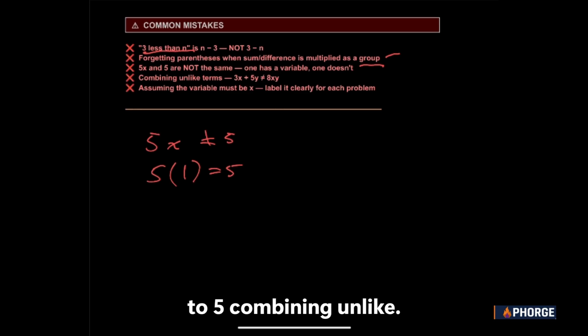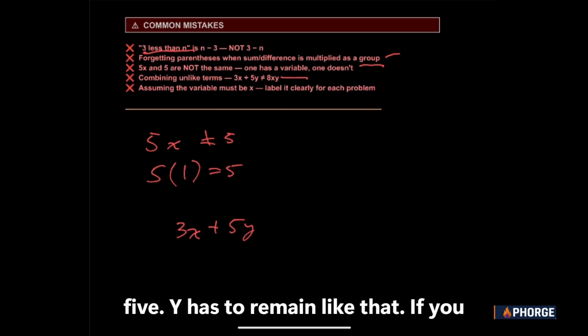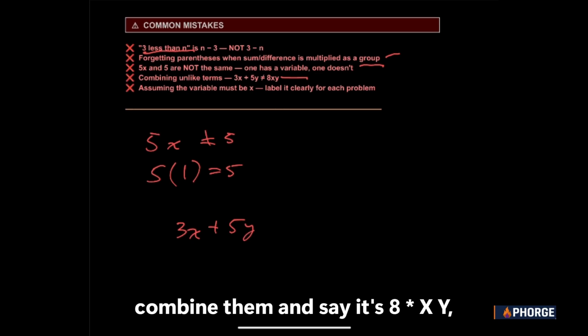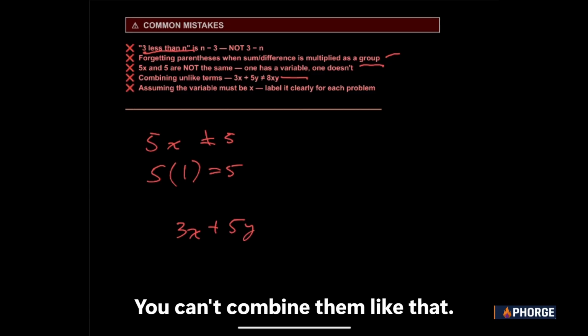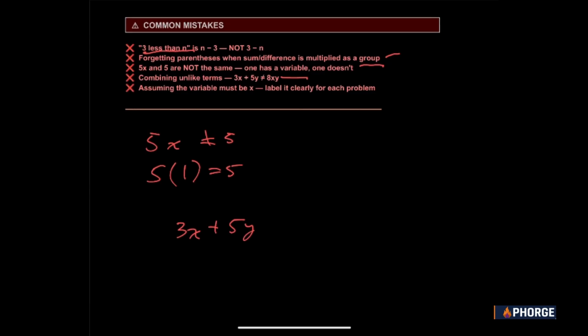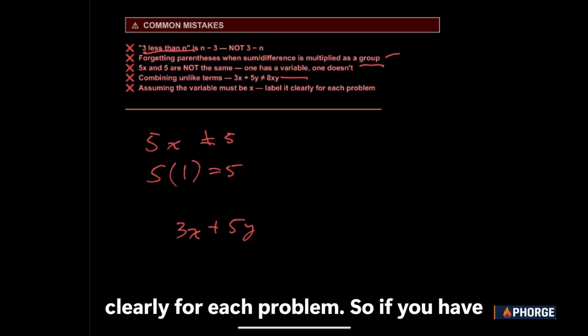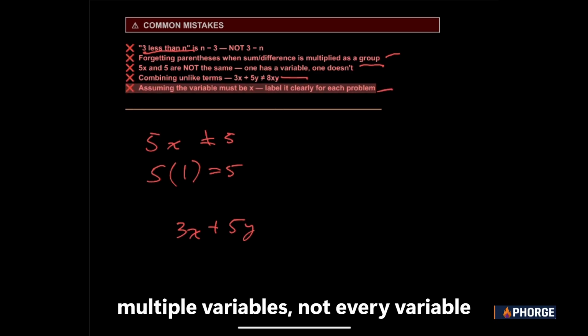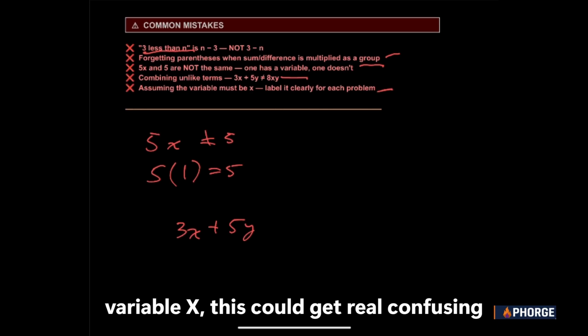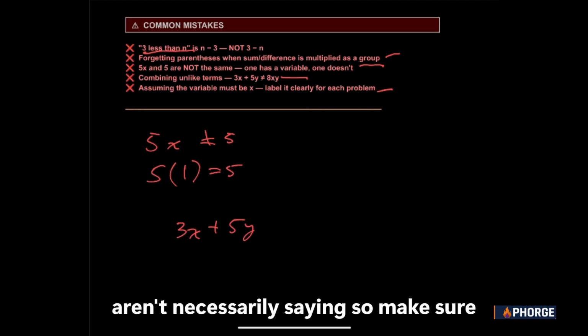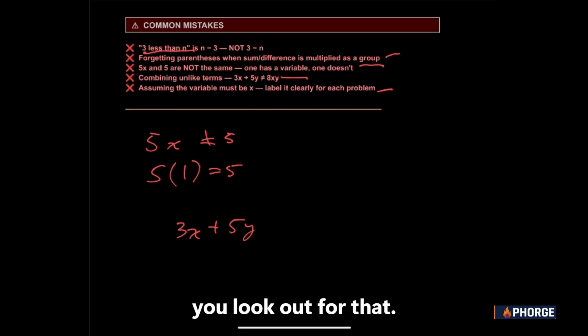Combining unlike terms. As you can see here, 3x plus 5y has to remain like that. If you combine them and say it's 8 times xy, that's going to be the wrong answer, because x and y are different things. You can't combine them like that. Assuming the variable must be x, label it clearly for each problem. If you have multiple variables, not every variable can be x, because if you label every variable x, this could get really confusing, and you could be combining terms that aren't necessarily the same. So make sure you look out for that.